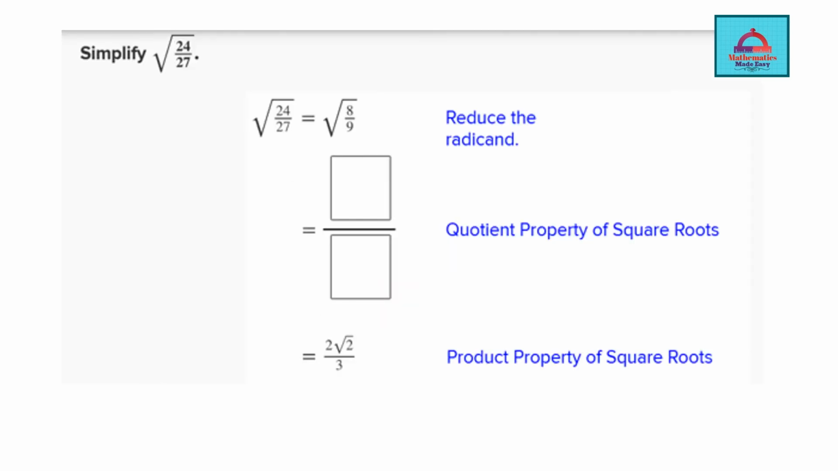So that was all about multiplication. Let us see a question on division also, where you have to simplify using square root. So square root of 24 divided by 27. Now before you apply the prime factorization, before you apply the quotient property of square roots, you have to reduce the radicand. So inside the numerator is 24, denominator is 27. So you can easily divide by 3 to get square root of 8 by 9.